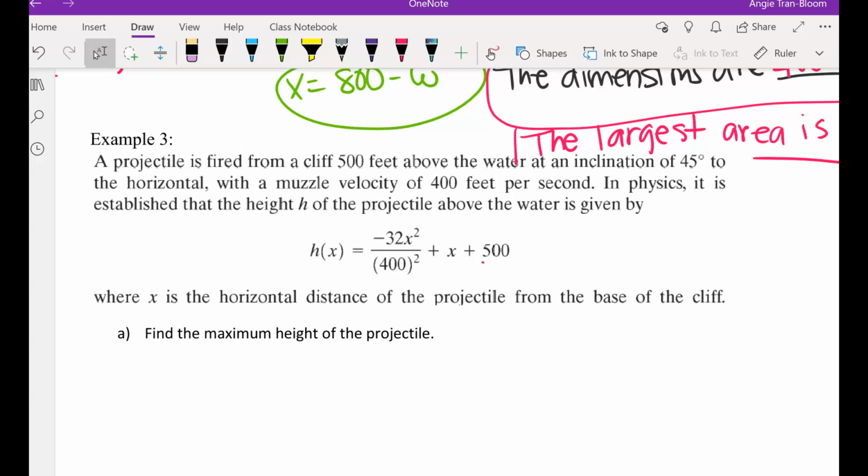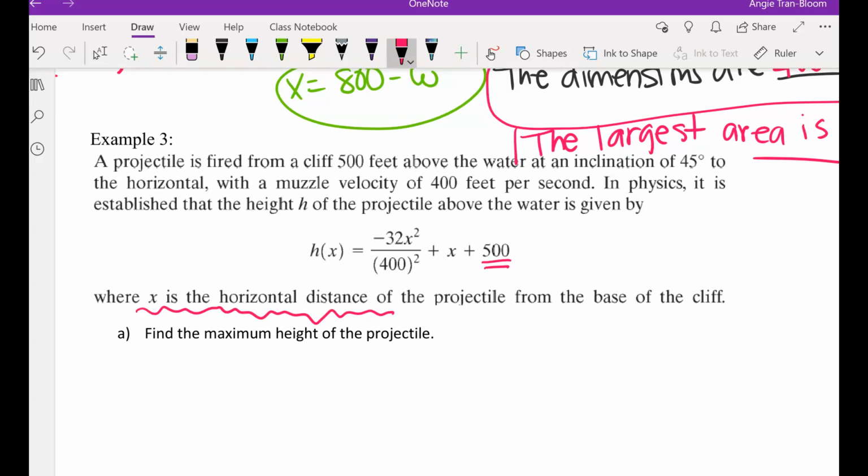The 500 at the end here is because we are starting out at how high above ground? 500. So in physics, we're adding that on, okay? Where x is, what does x represent? That's right, the horizontal distance, okay? Because we have a couple different distances here. You have the height, which is also distance, and then x is the horizontal. So when you are shooting something or throwing something, it goes up, but also it goes sideways. Yep, okay.